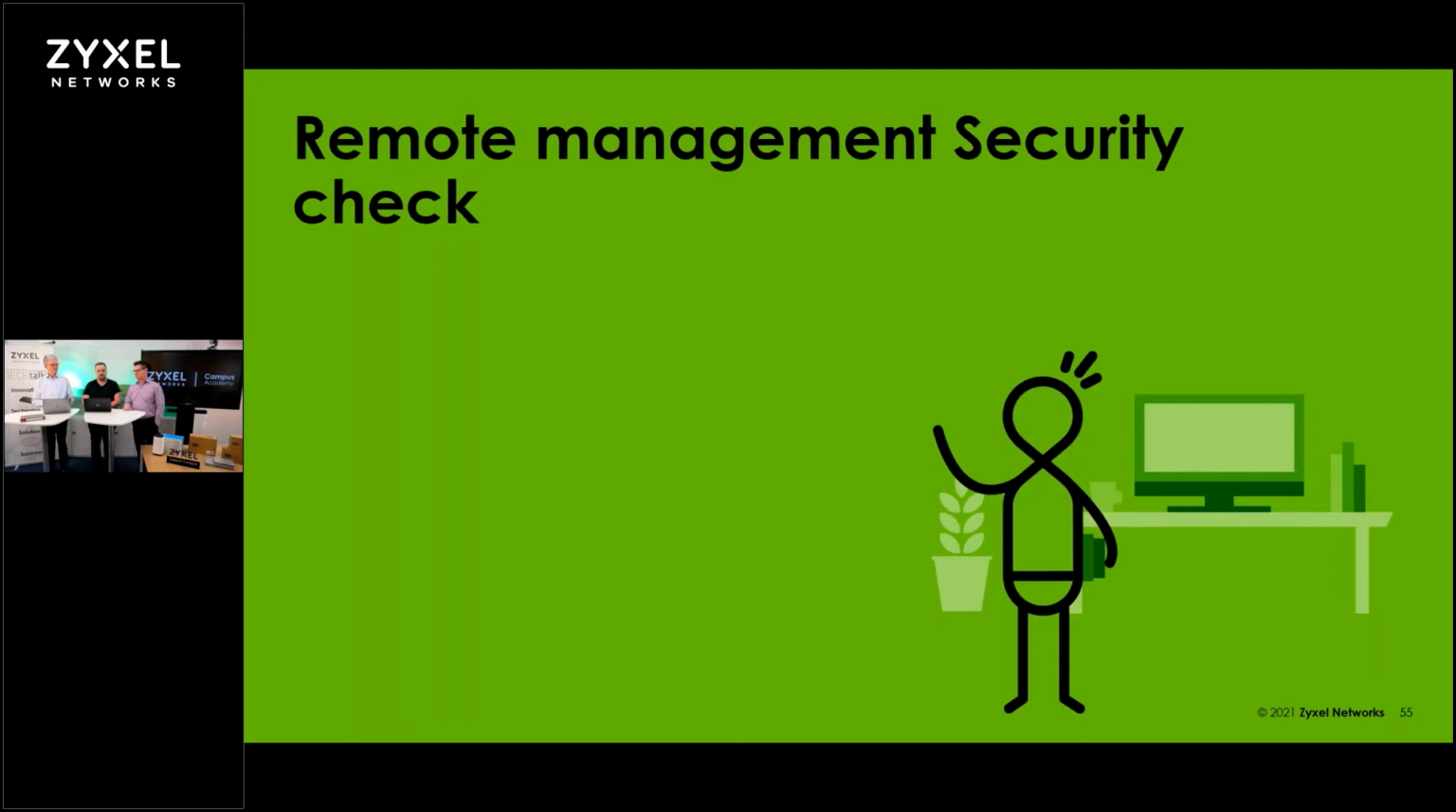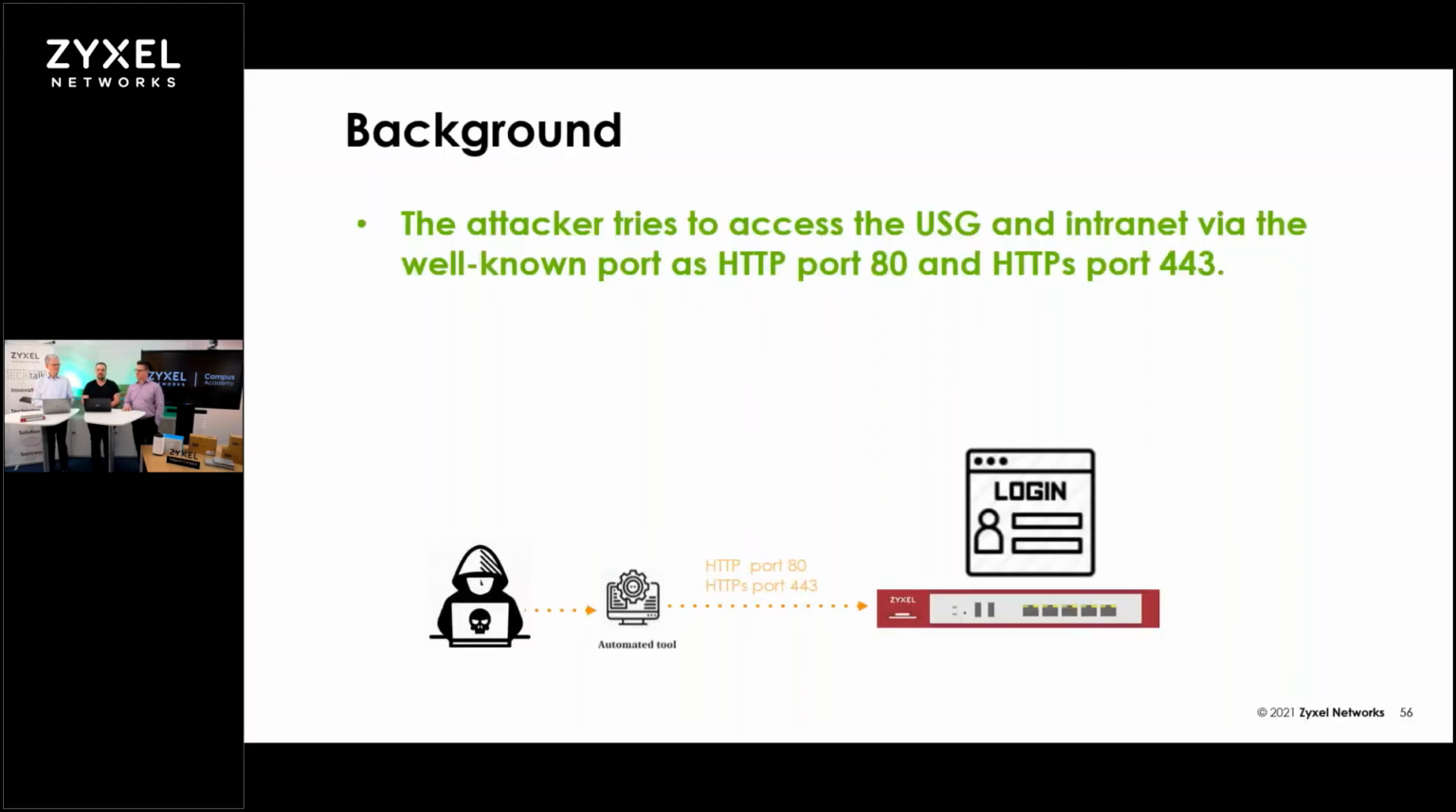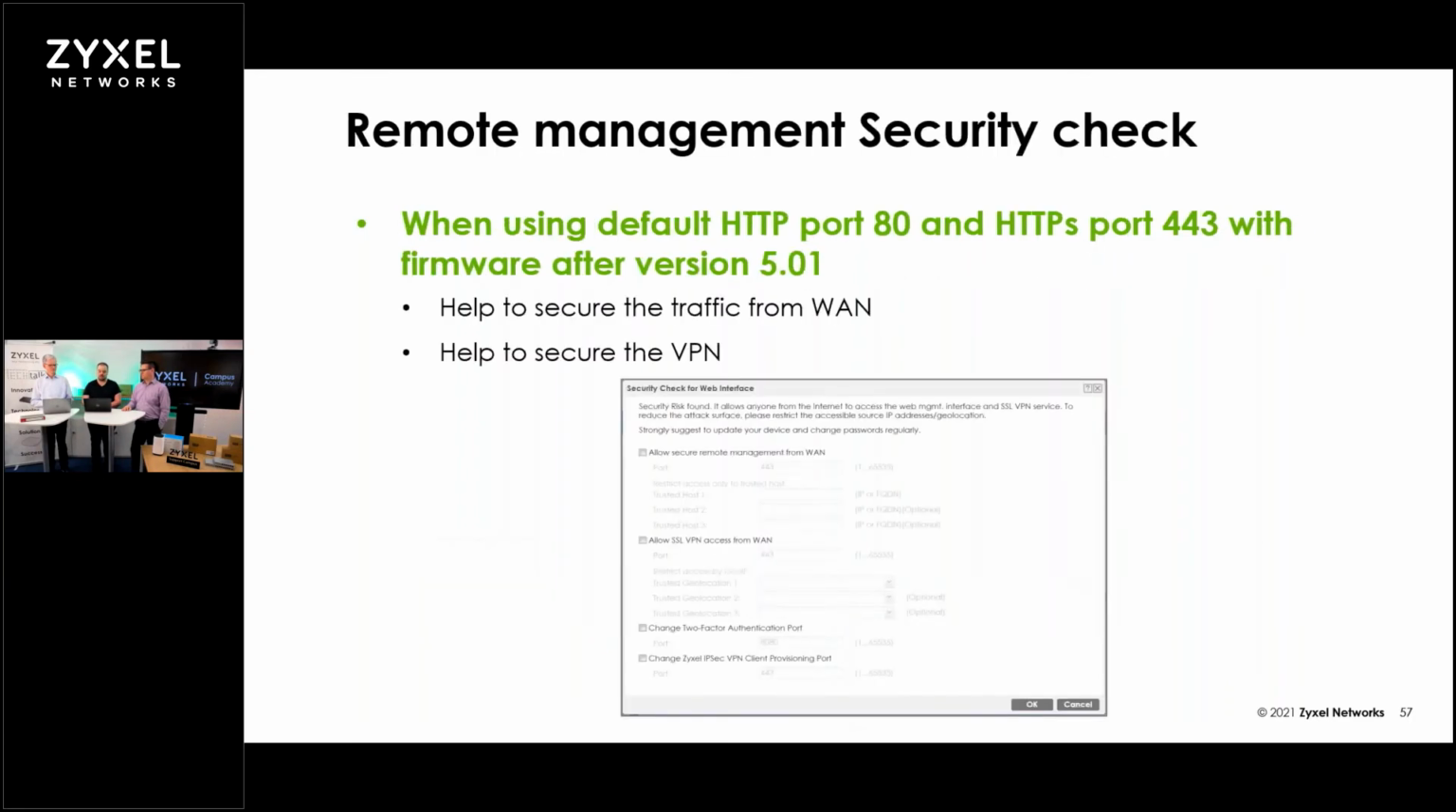But then we have another security enhancement. We know that the default configuration file has default ports like port 80 for HTTP, port 443 for HTTPS, or port 22 for SSH. And also hackers know these standard ports, and they try first on the standard ports to get into your device. So in case you still have this set up, it will now pop up a security wizard to remind you to modify the ports to more secure ports.